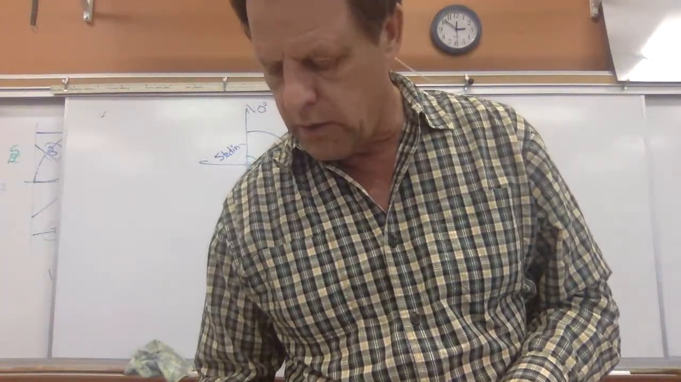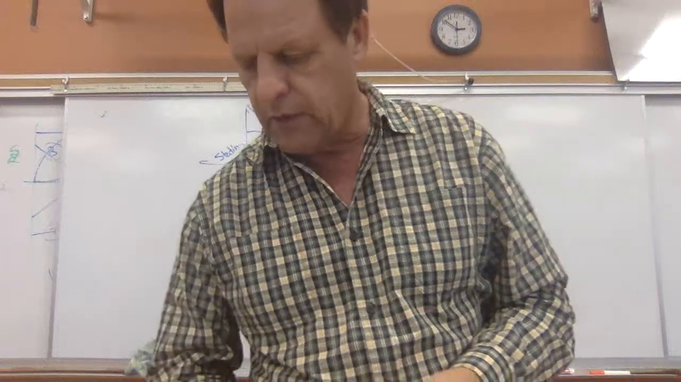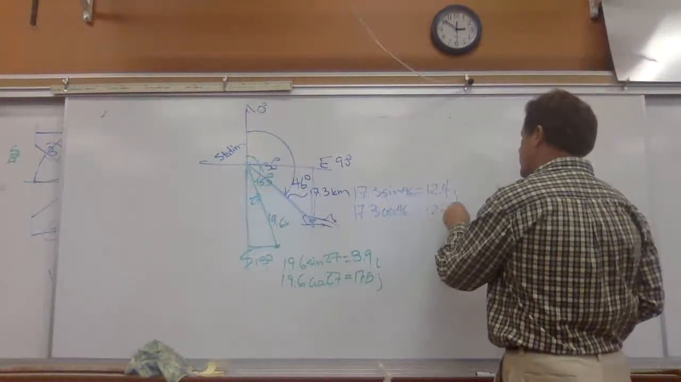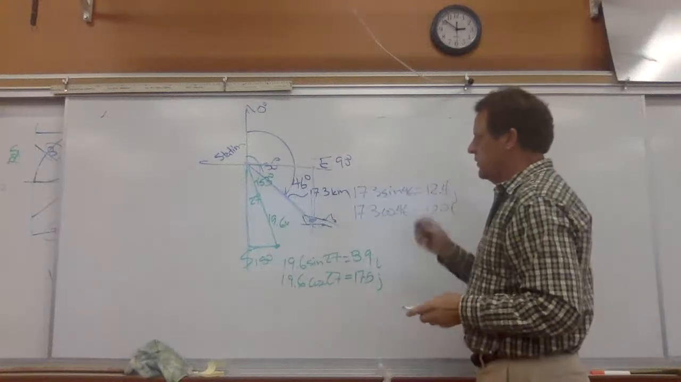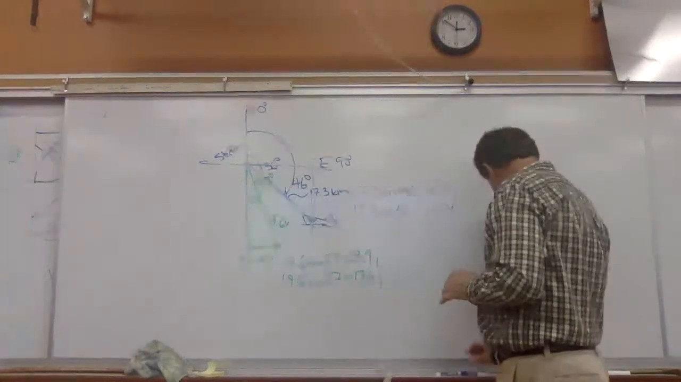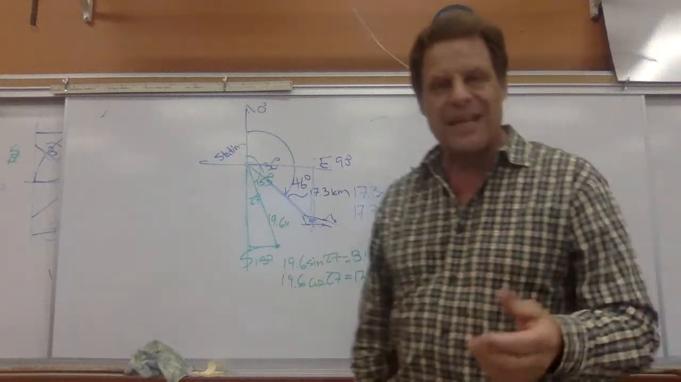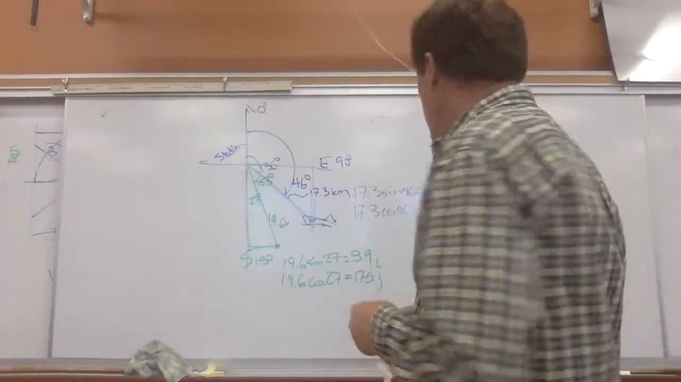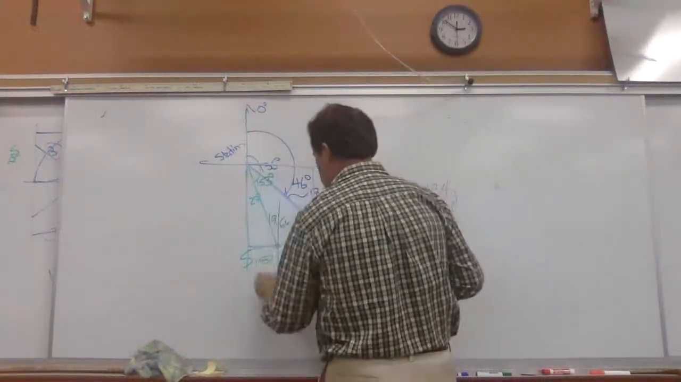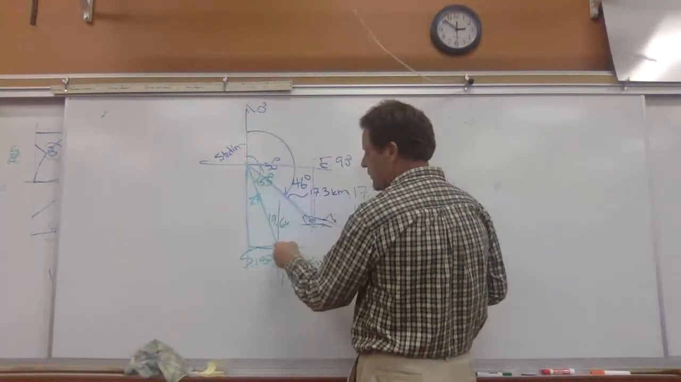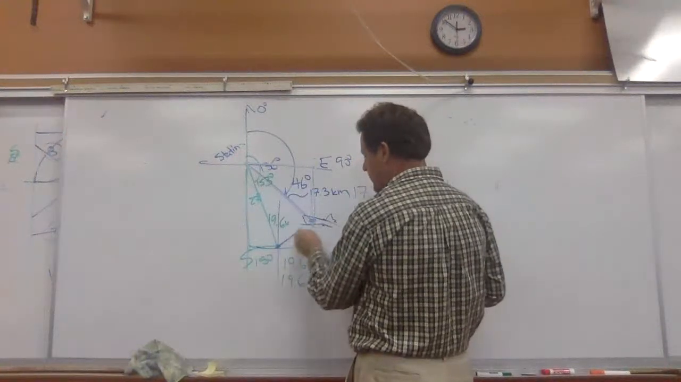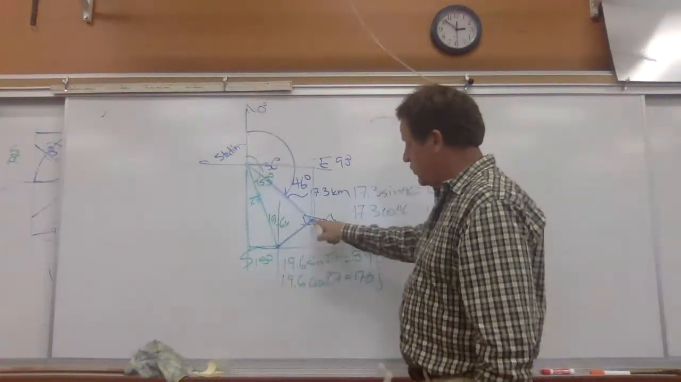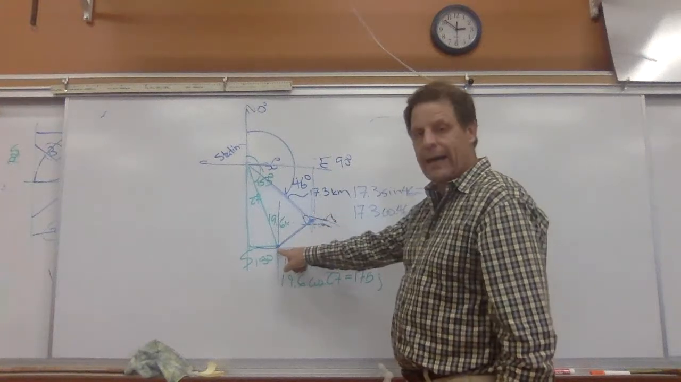17.3 cosine 46, and that's going to give us 12.017. We'll call that 12.0, and that is moving in this direction. Okay, so now if you're paying attention, I've made a couple of mistakes that I will fix here when we formalize it. This now becomes our new origin, and we want to know where this ship is with respect to that.